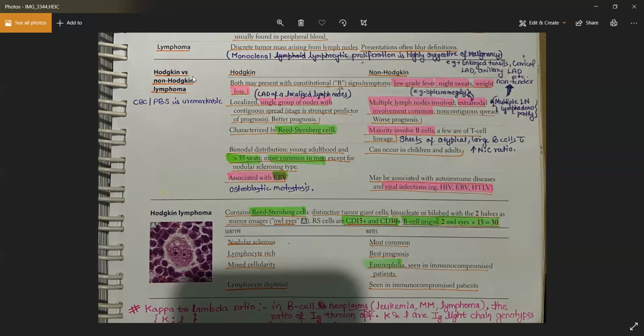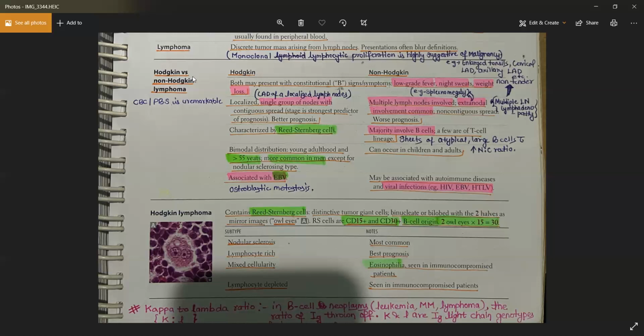And extranodal involvement is not there, which means involvement of the liver or the spleen is also absent in Hodgkin's lymphoma. So whenever you have a lymphoma which only involves a group of lymph nodes, no other organs, no other lymph nodes, that means it is Hodgkin's lymphoma. And because very few lymph nodes are involved, it has a much better prognosis.